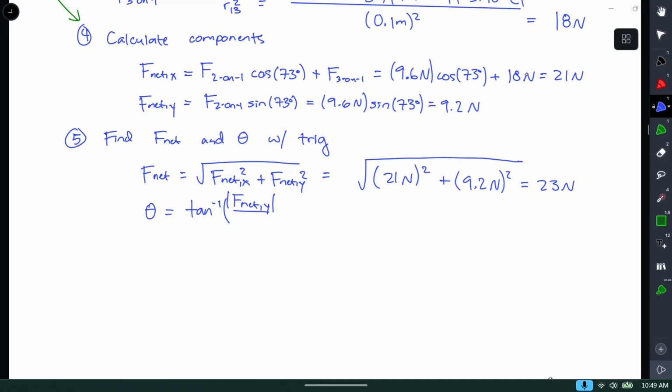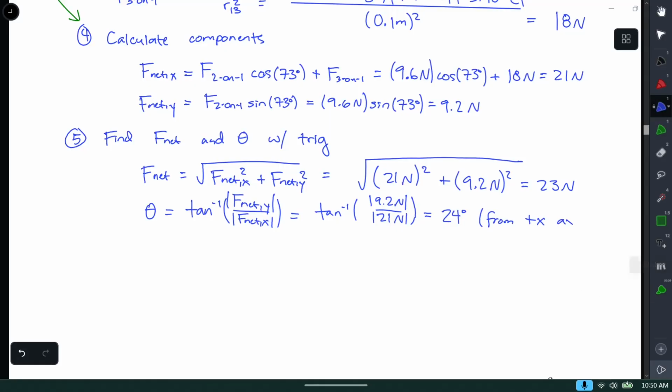Absolute value, absolute value. The y component was again 9.2. The x was 21, so here I didn't really need the absolute values because they were both positive anyway, but that's just sort of a precaution. I get 24 degrees. And if you want, you could say from the positive x axis.